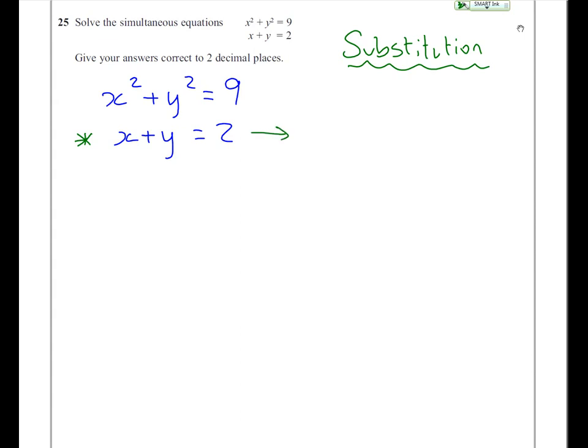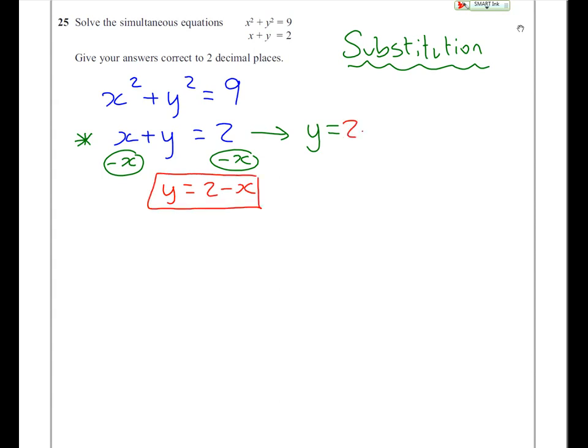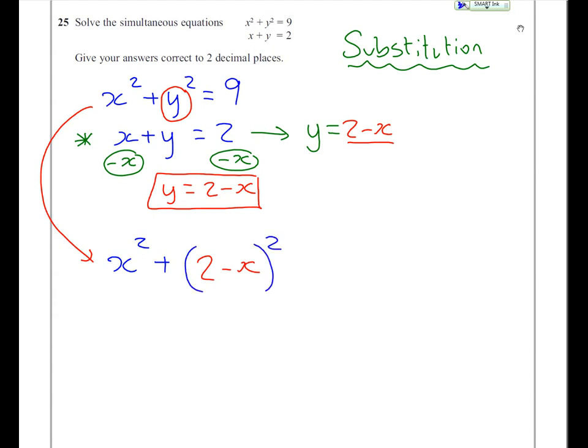We're going to rearrange this equation to get y equals. And how we're going to do that is take away x from both sides. And that means that y equals 2 minus x. So y equals 2 minus x is what we're going to substitute into the other one. So let's write it again. x squared. Now instead of y, you need to put in 2 minus x. Because we're going to be squaring it, you need to put in brackets there. It's very, very important. I'm going to leave a little gap, you'll see why in a second, equals 9.